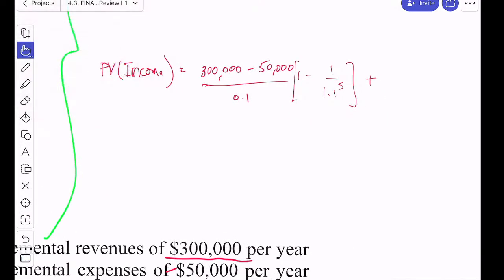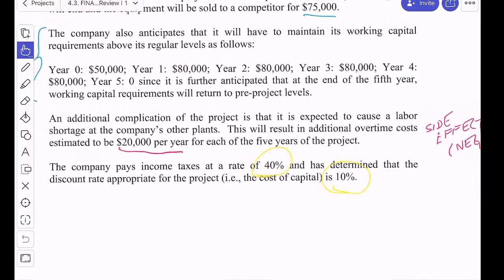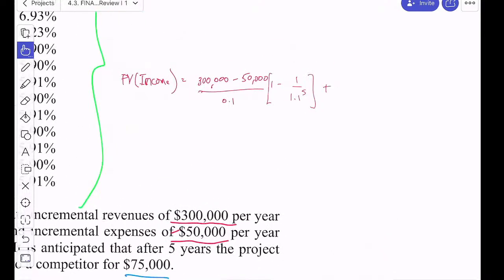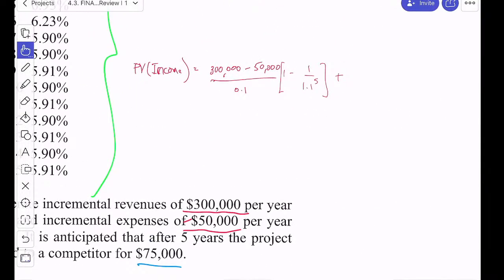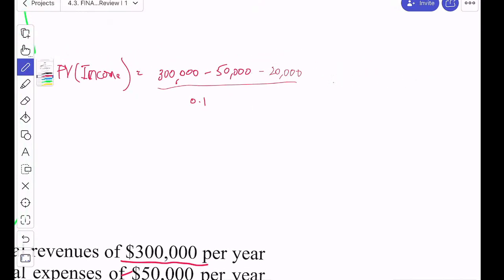And then I'm going to add the labor shortage. Now let's look again at what it says about the labor shortage. It says, oops, sorry, I'm making you dizzy. Labor shortage, it will result in additional overtime estimated to be $20,000 per year for each of the 5 years, okay? So I could actually put that in, right? So I could add that as a cost. So let me add that just in here. I'm writing it this way so you can see all the different pieces.